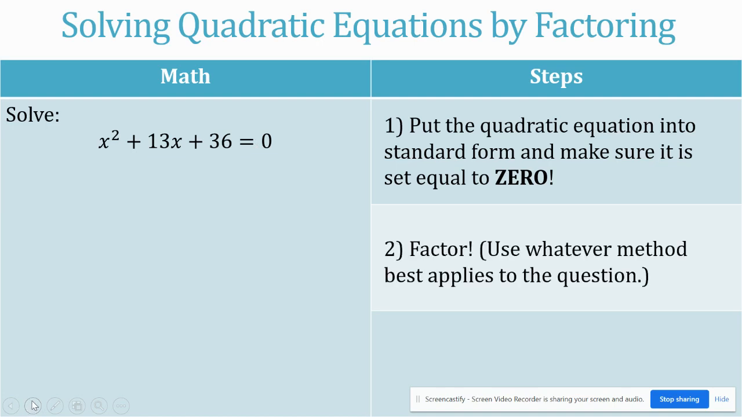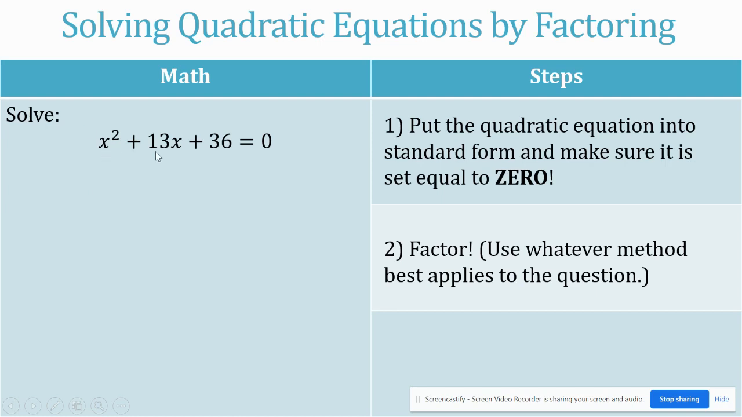Okay, the next step is to factor. Use whatever method best applies to the question. So we've seen a variety of different factoring. The AM method, we've seen slide, divide, bottoms up. We've seen GCF factoring, and we've seen the difference of perfect squares. So we have to really reflect, and we have to look at the question and understand which method best applies to the question. Because remember, each question is different, and each question can require a different method.